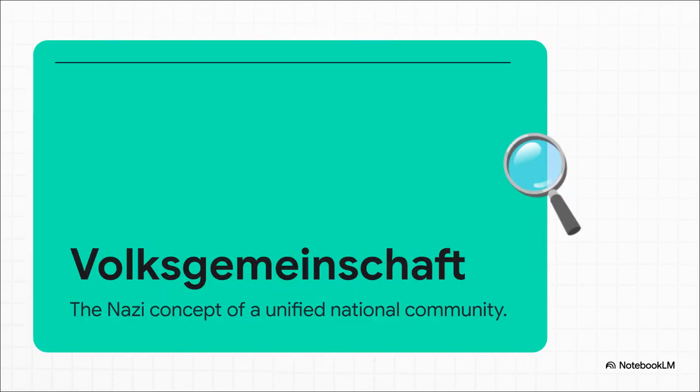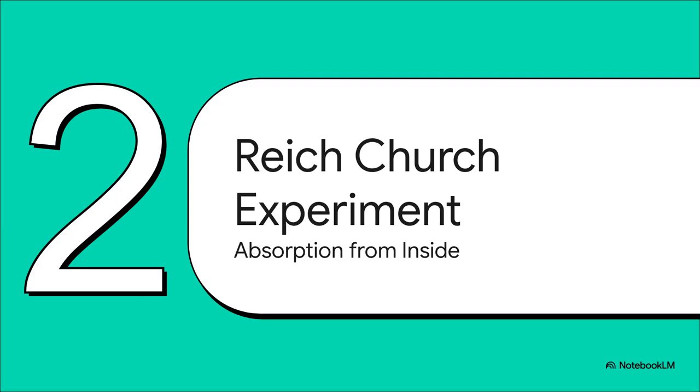To really grasp this conflict, you've got to understand a key term, Volksgemeinschaft. Essentially, the ultimate Nazi goal was to force every single German citizen into this unified, unquestioning national community. You can see the problem here, right? The churches, with their independent loyalties to God and strict moral codes, stood directly in the way of this total ideological uniformity. Which brings us to Section 2, the Reich Church experiment.